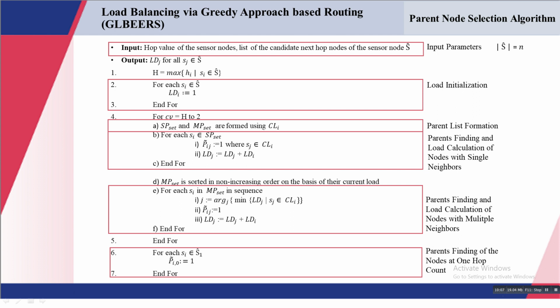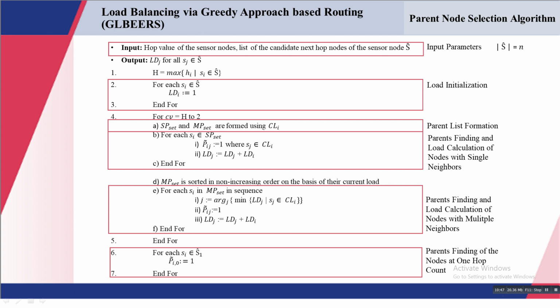And how are we assigning this? Among the parent nodes of this ith node, the node which has the minimum load value, we assign as the parent node for the ith node. So it returns the argument value, and Pij is set to 1, same as I discussed here in step 4b. And after that, all the nodes have selected their parent nodes, and Pij got 1 corresponding to them.